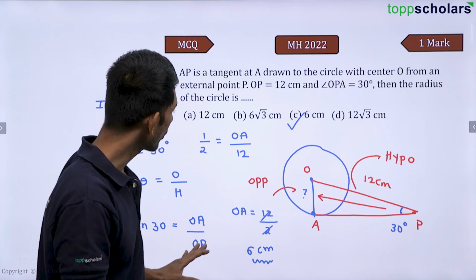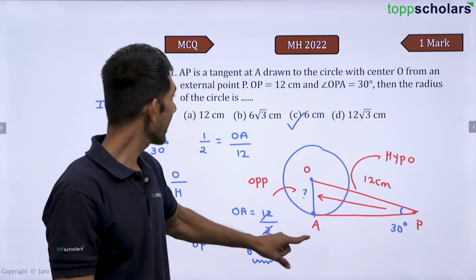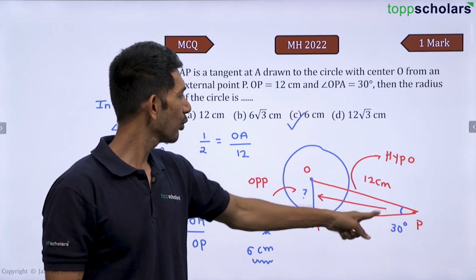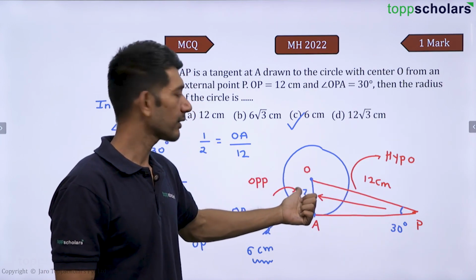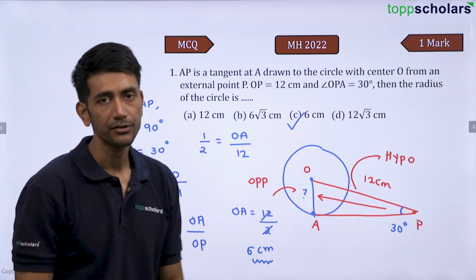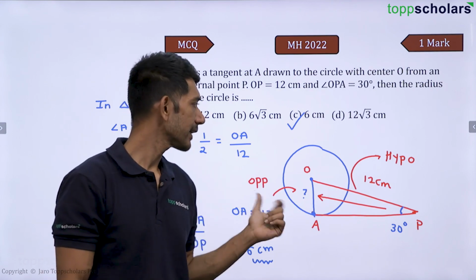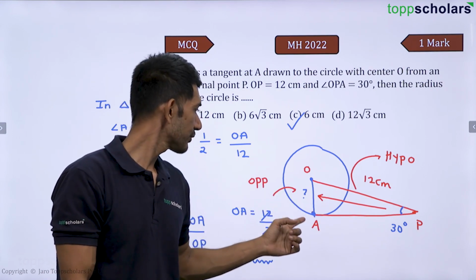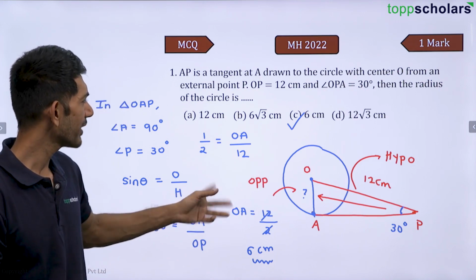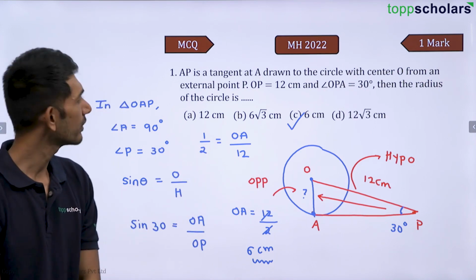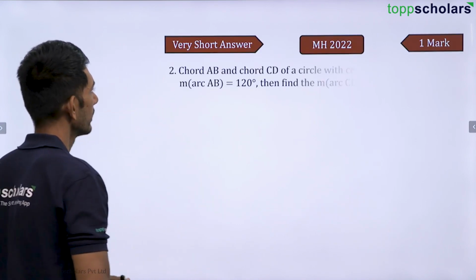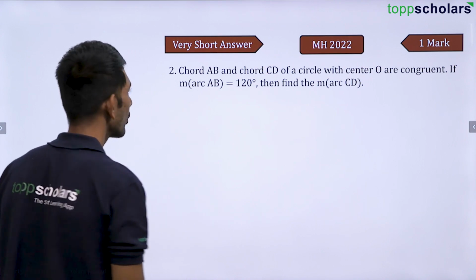I hope this is clear to all of you. AP was a tangent at point A. OP is 12. Angle OPA is 30 degrees. We are supposed to find out the radius. So for radius, this is the opposite and the hypotenuse. We use sine theta. Sine theta is opposite by hypotenuse. So sine theta is 1 by 2. So 1 by 2 is equal to OA by 12 and then you solve it further. A simple question asked for 1 mark. Perfect. Let's continue further. So here we have one more question of 1 mark.